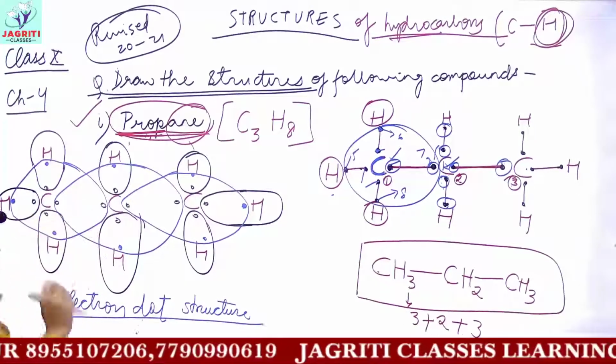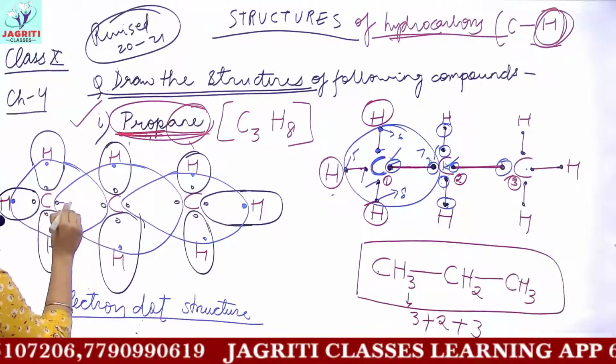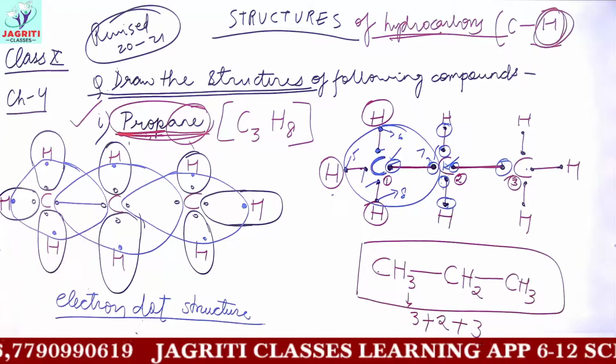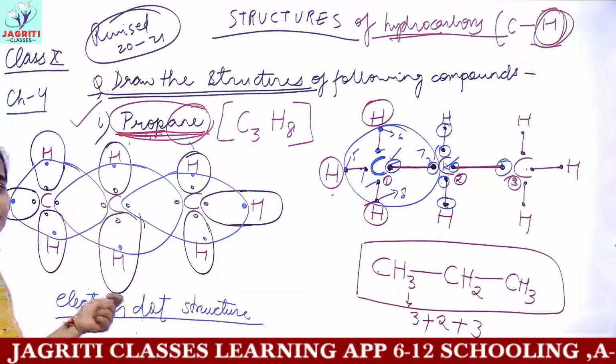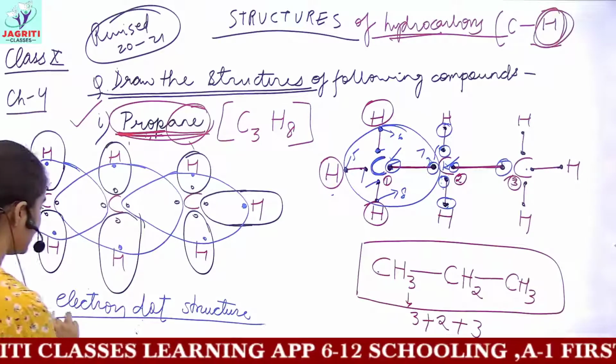Just do not make the bonds. Okay? In this, what we do? We do not make this bond. We do not connect the electrons. Rest everything is the same. So this is what you have to make when you are asked for the electron dot structure.